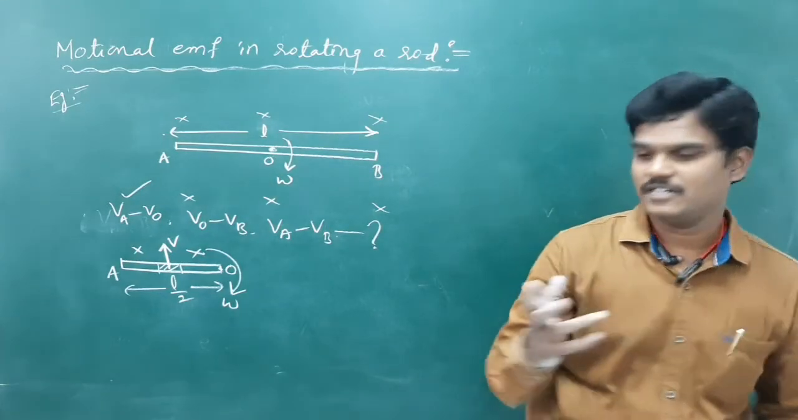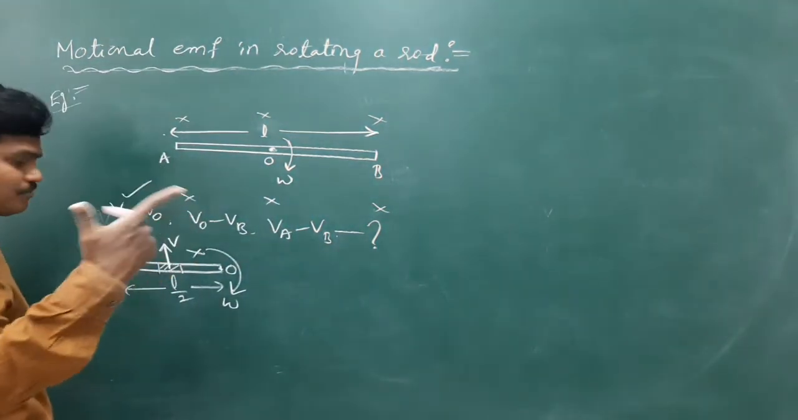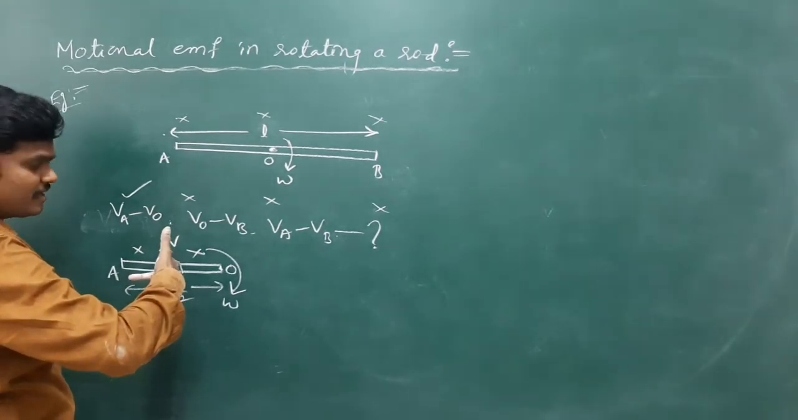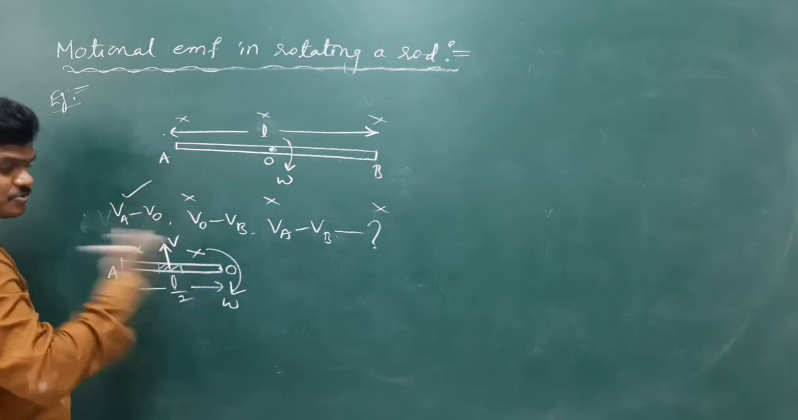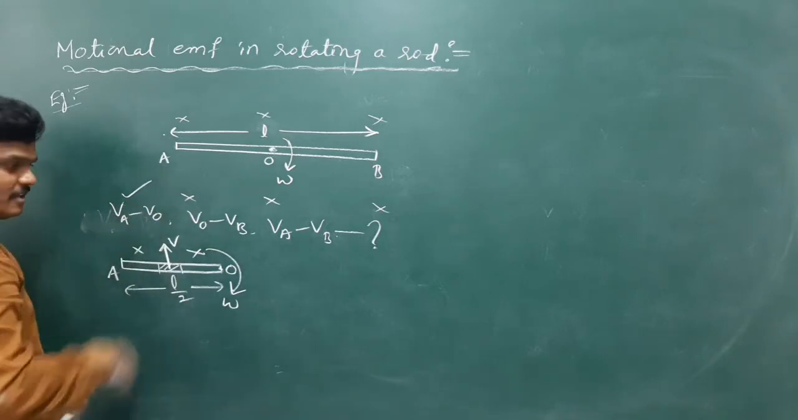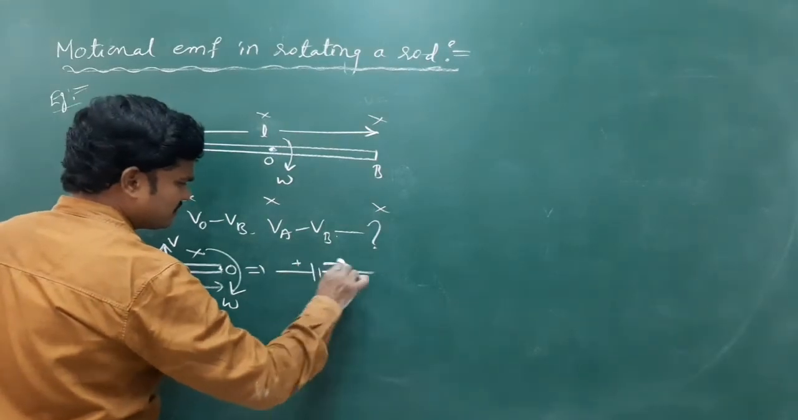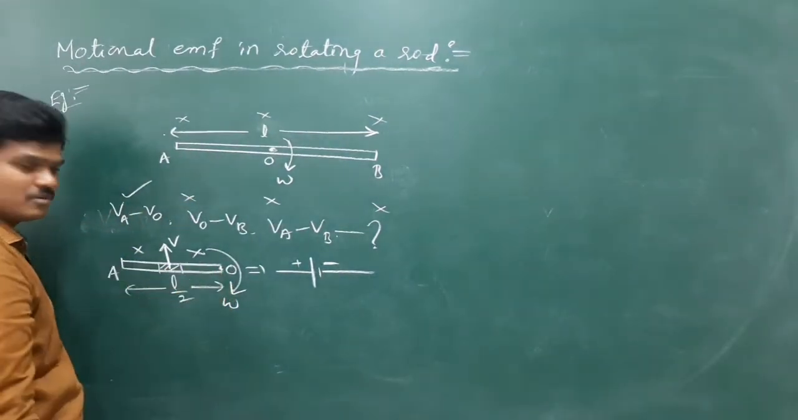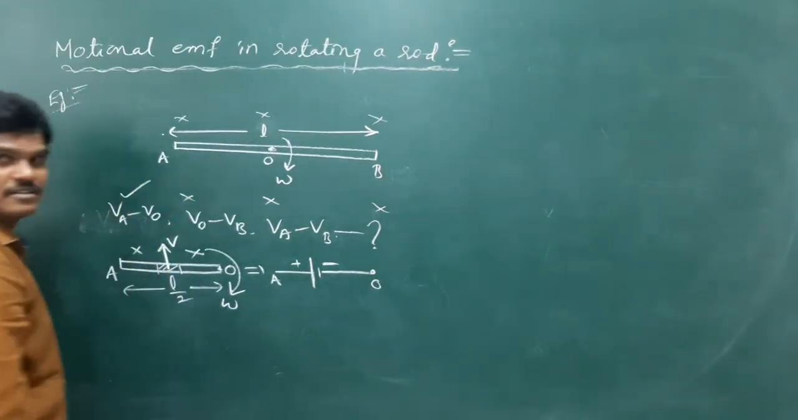Okay, feel it correctly. Fleming's right hand rule means stretch these fingers, put the forefinger into the board, and the conductor is moving up. So which side does this show? Middle finger shows left, meaning current flows left. So replace this rod with a battery symbol like this. Tell me which one is at highest potential? Is it A or O? No doubt A is at highest potential, O is at lowest potential.